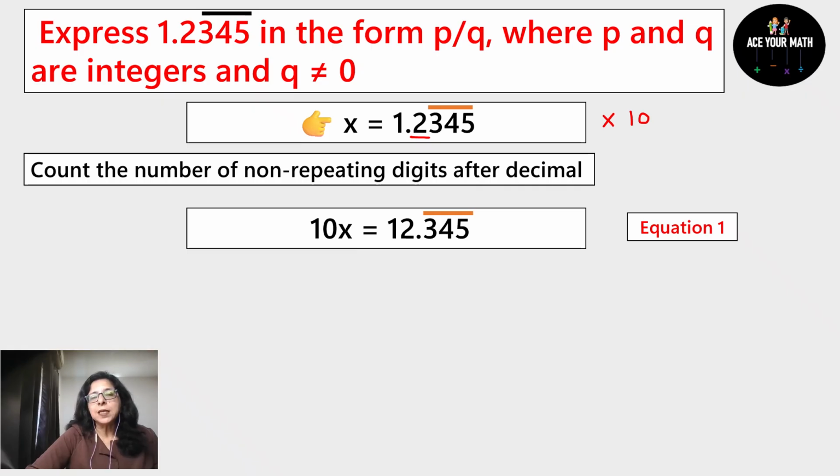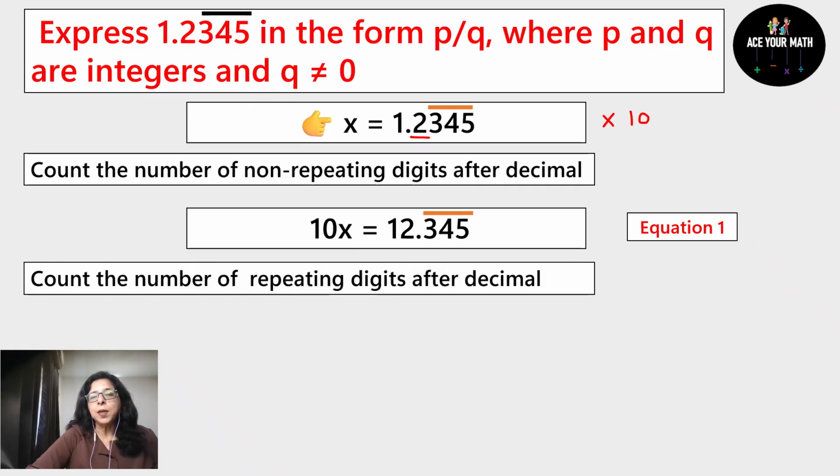Okay, now what is the next step? The next step is you will count how many digits are repeating after the decimal. So after the decimal, there are three digits which are repeating. See, in this equation, 345 is repeating. So you will multiply equation 1 by 1 and then three zeros, because there are three digits which are repeating itself.